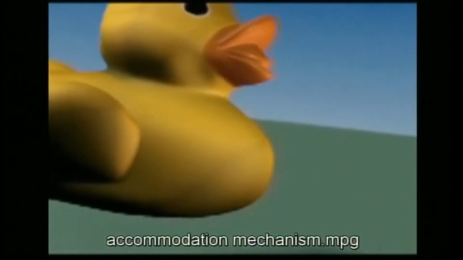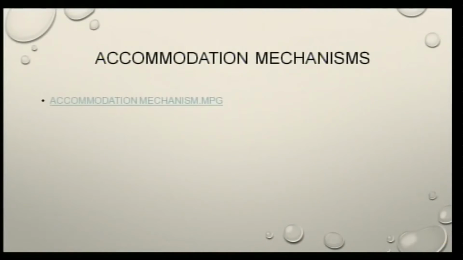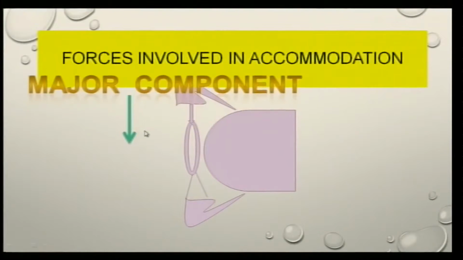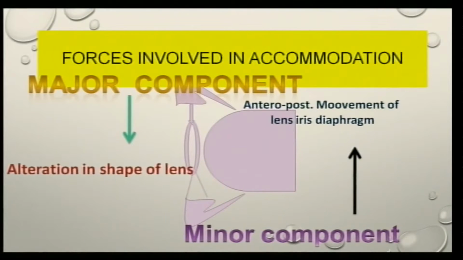So these are the three things which make accommodation. There is a major component in accommodation, which is alteration in the shape of the lens, and there is a minor component, which is anterior-posterior movement of the lens-iris diaphragm.